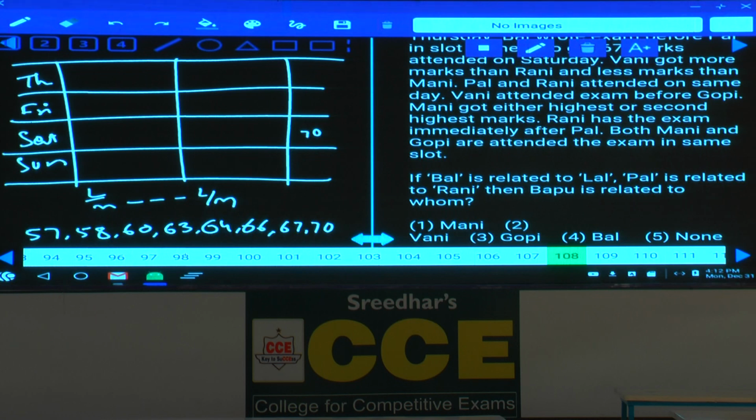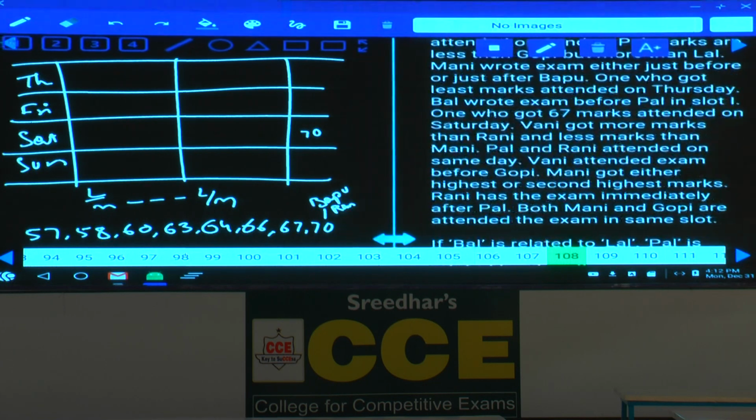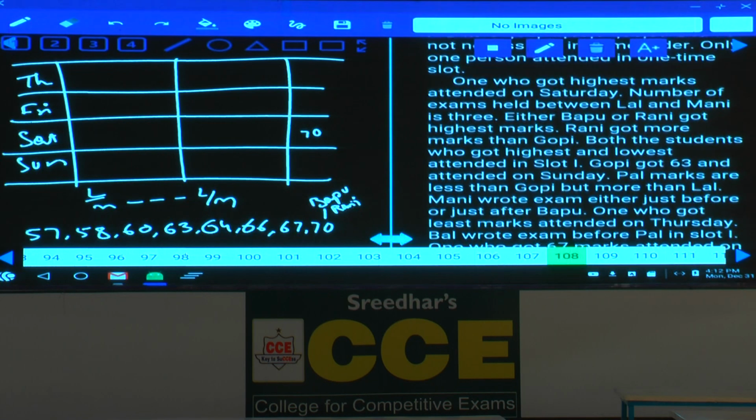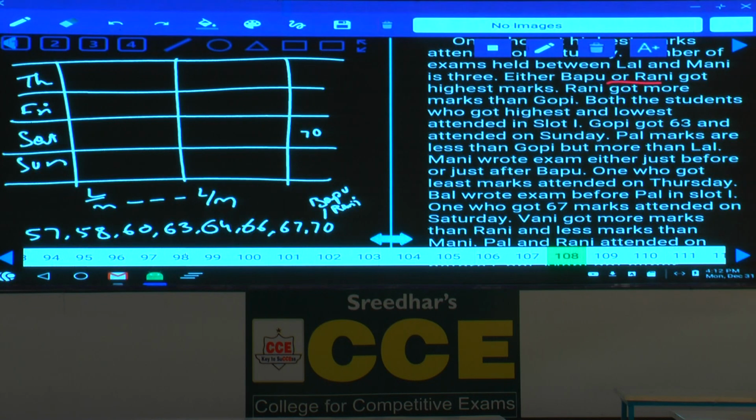Either B or R got the highest marks. Yes, who got the highest marks here? Either B or R. Who are those two persons? Bapu or Rani. Bapu or Rani got these 70 marks, the highest mark.